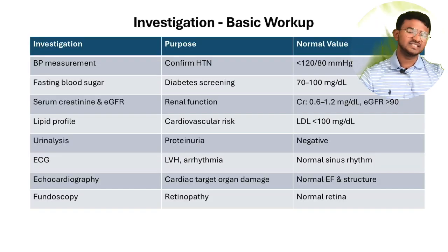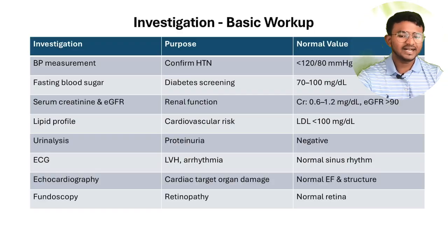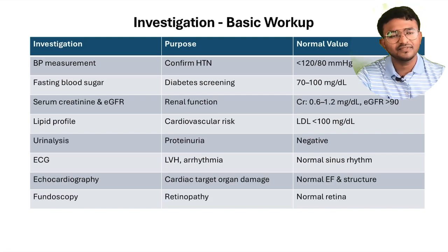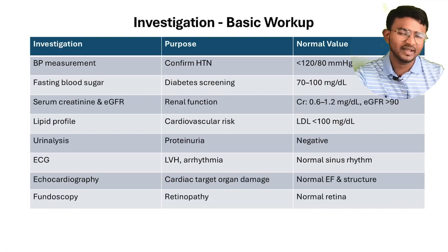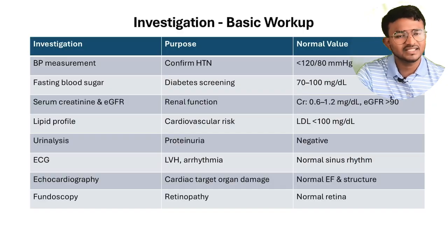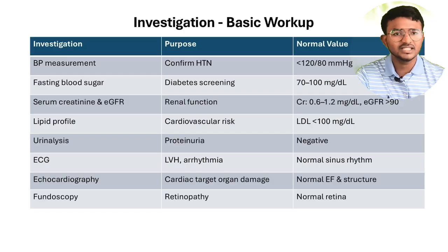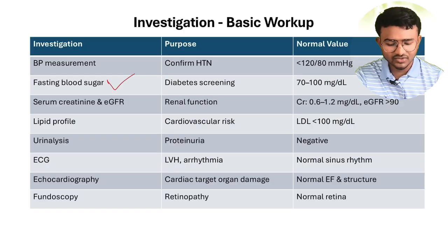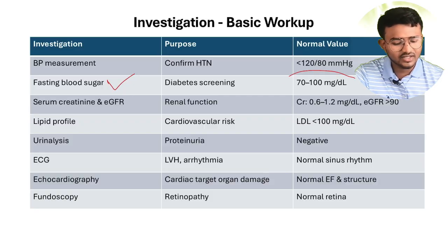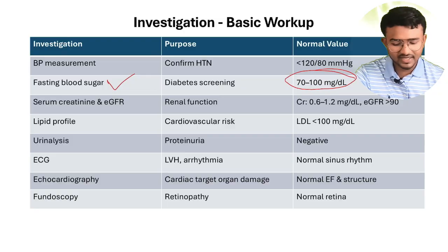So next one, investigation. In investigation, we have to do a basic workup. So what are the things? First of all, we have to check blood pressure measurements. If it's greater than or equal to 140/90 mmHg, then we have to suspect hypertension, because less than 120/80 mmHg is normal. If you are suspecting comorbidities, we have to check fasting blood sugar levels for diabetes screening. Fasting blood sugar is 70 to 100 milligram per deciliter.